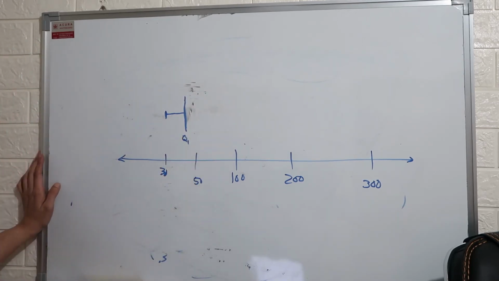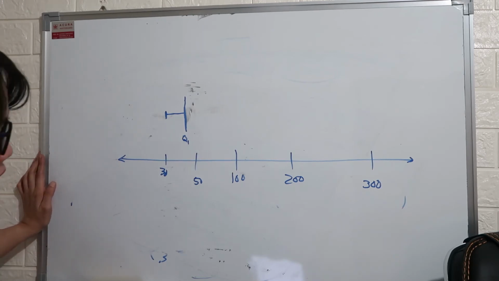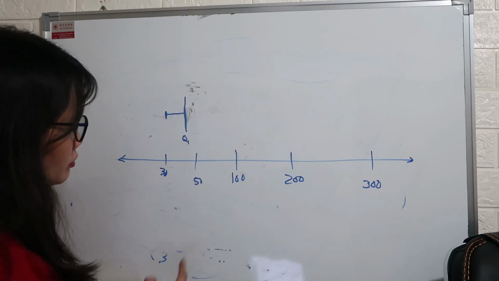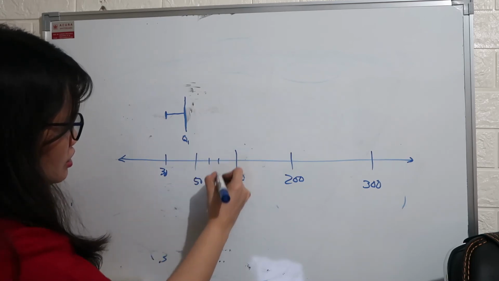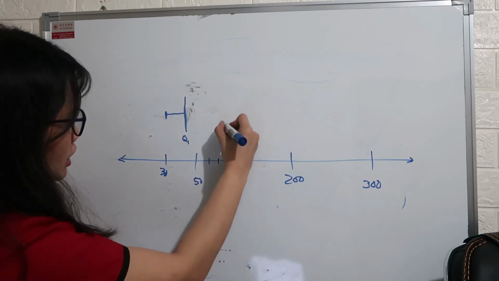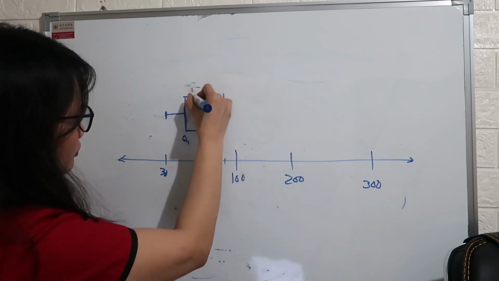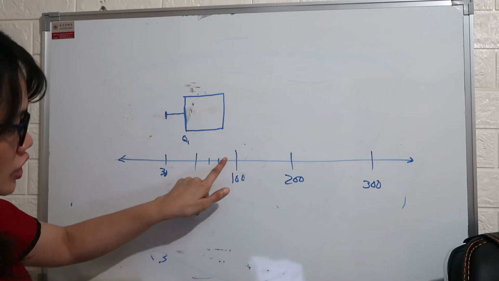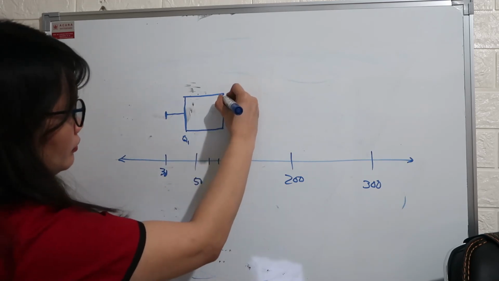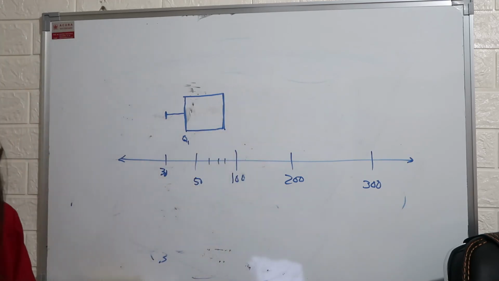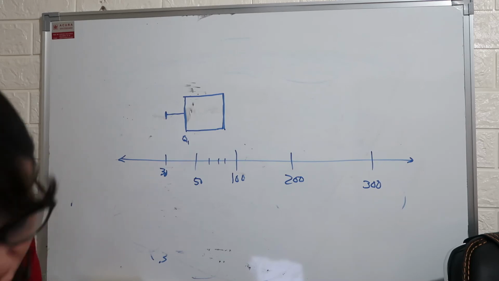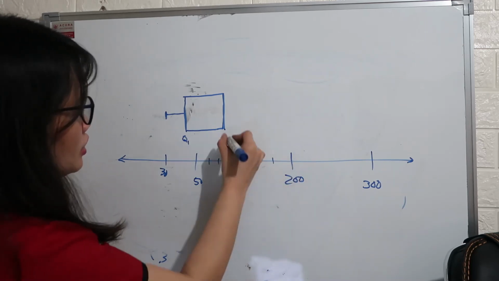Okay, the 47. Next is, median is 83.5. So 83.5. So 50, 60, 70, 80, for example here. Assume lang. Let's say nandyan. So this is your median. Okay? Let's say nandito si 83.5. Assume lang. Next is third quartile, 164. So let's say nandito si 164.